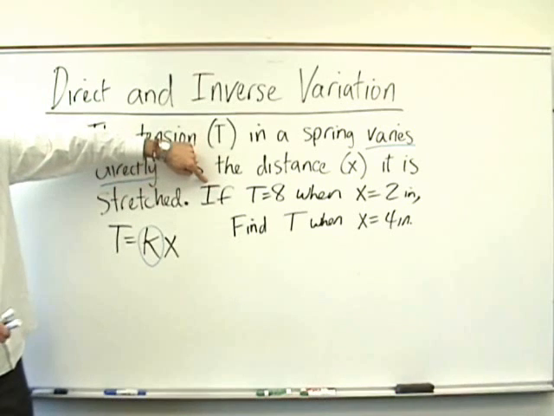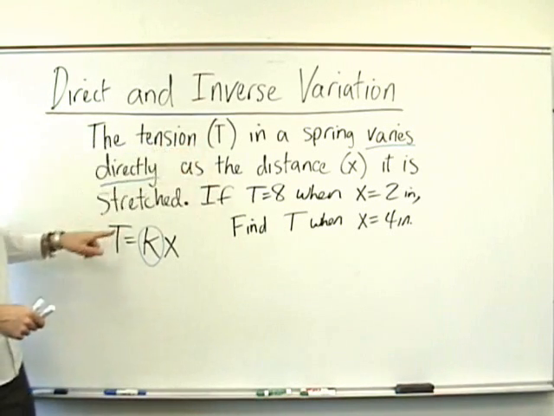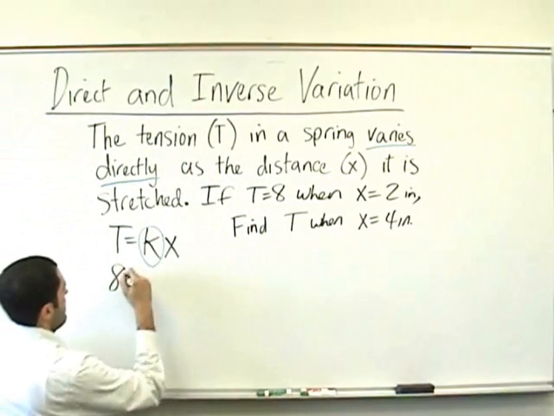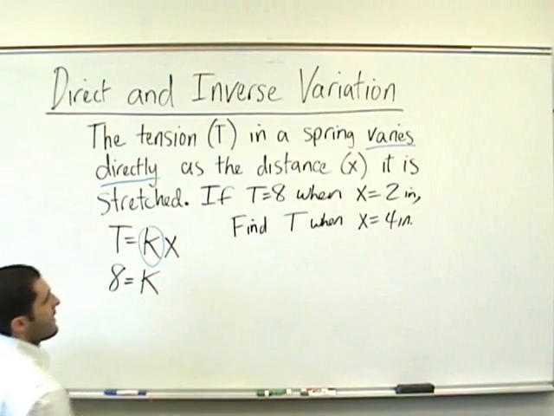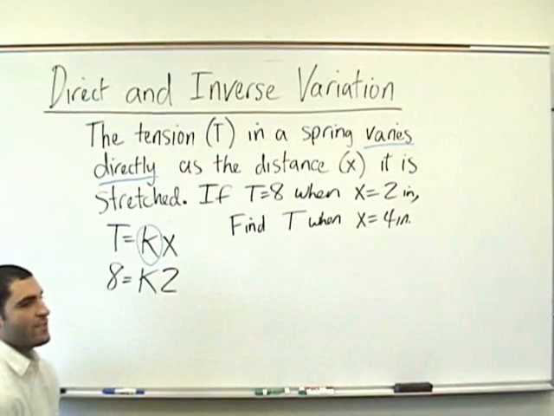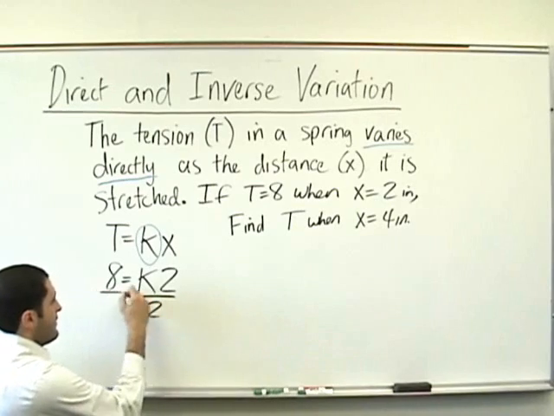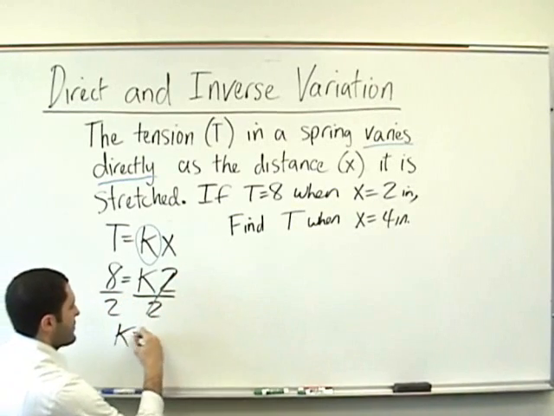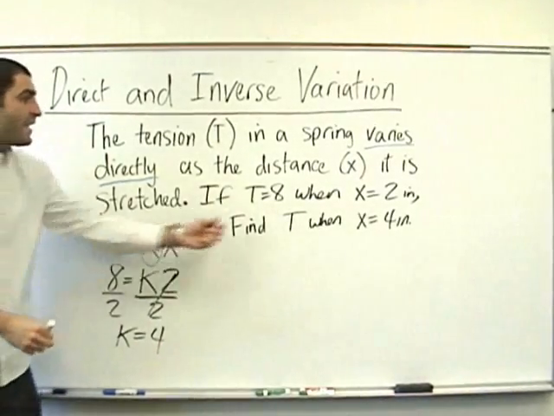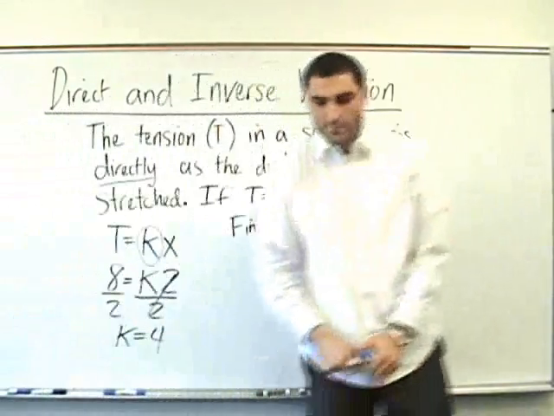So let's look at it. If t equals 8 when x equals 2, we plug in 8 and 2. So instead of t, what are we going to write? 8. Good. And we're looking for k. Instead of x, what are we going to write? 2. Solve for k. Divide both sides by 2. Good. k equals 4. So why is 8 the constant? Oh, 8 is not the constant. 8 is t. Oh, yes. All right?